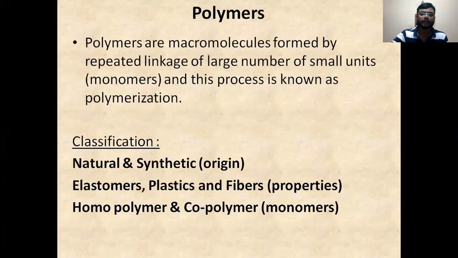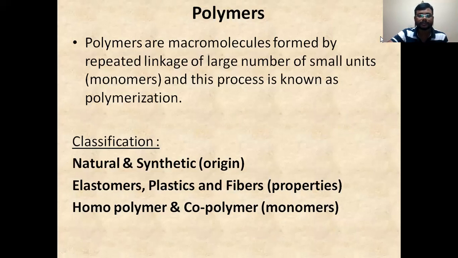What do you mean by polymers? Polymers are macromolecules formed by repeated linkage of a large number of small units. That small unit is known as a monomer, and monomers combine to form a bigger molecule or macromolecule, and that process is known as polymerization.